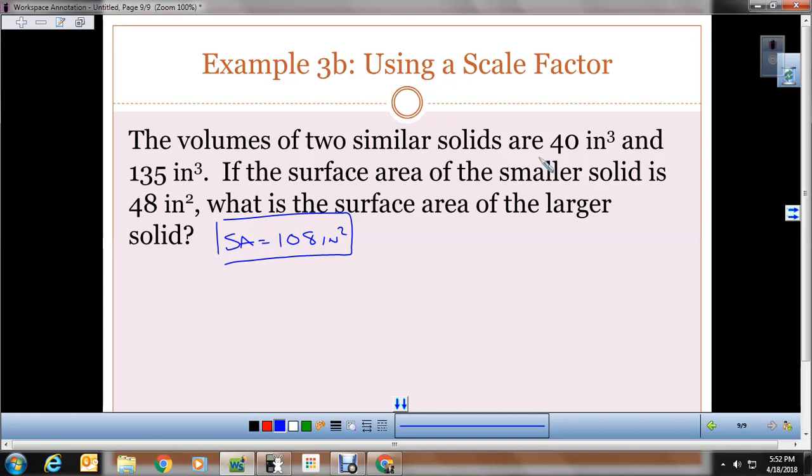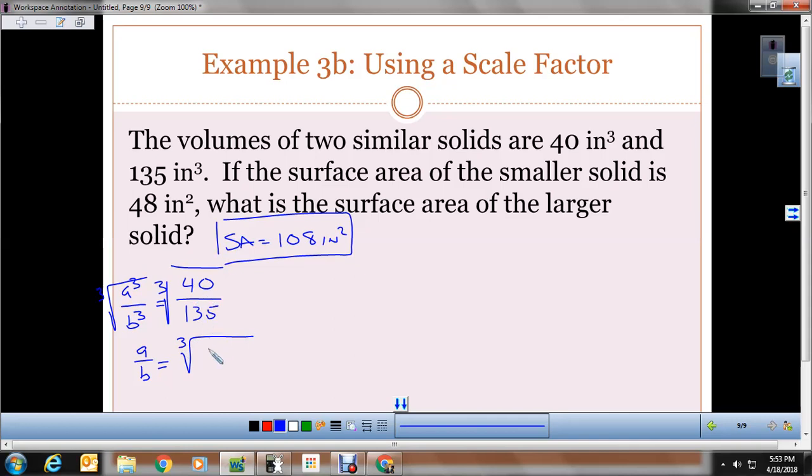So we first start off with our 2 volumes, one of 40, and one of 135. As I set this up, this is my a cubed over b cubed. So I'm going to do the cube root of both. Now, neither of these are perfect cubes. So first we're going to simplify these. One ends in 0, one in 5, so I know 5 goes into both of these. So we'll see if there's anything else.